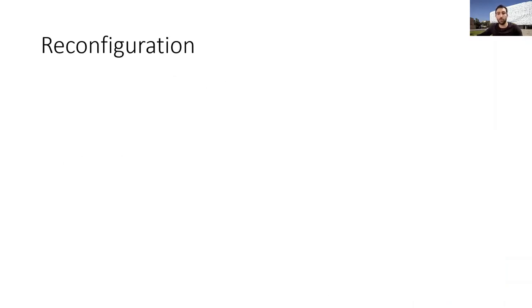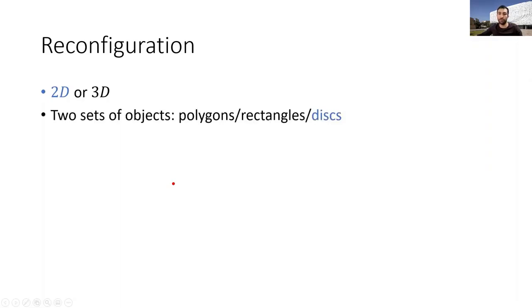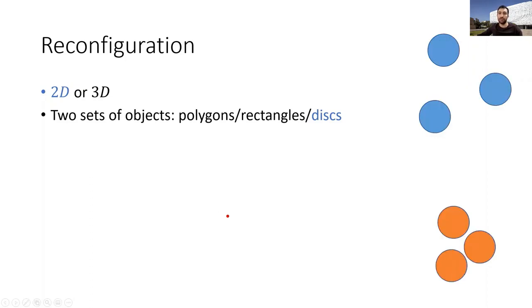Before we understand what a space-aware reconfiguration problem is, we need to understand what a common reconfiguration problem looks like. A reconfiguration problem is usually defined in the plane or the space. It consists of two sets of objects, or configurations, which, for example, can be polygons, rectangles, or disks. In our work, we consider the objects to be disks in the plane.